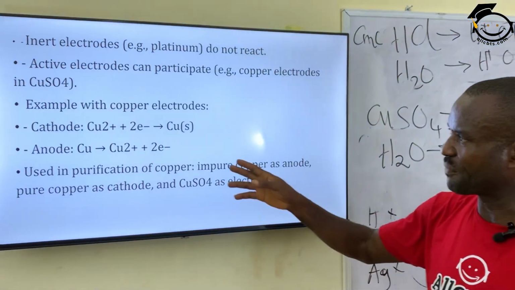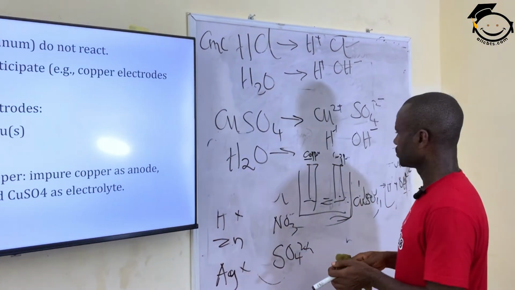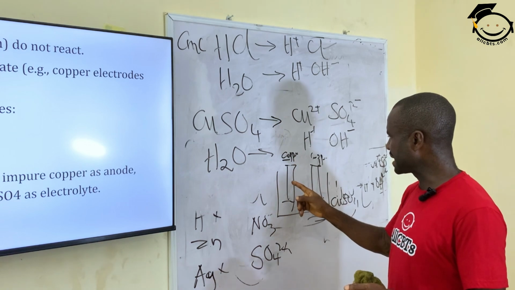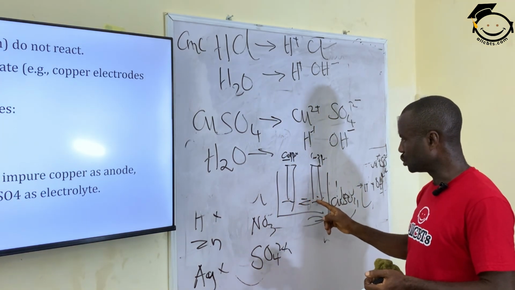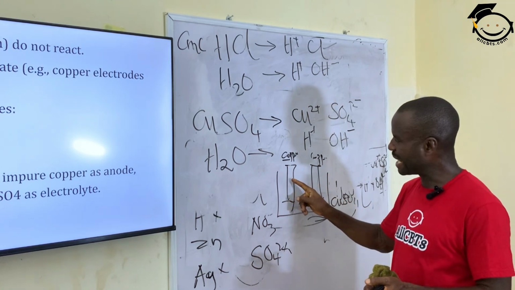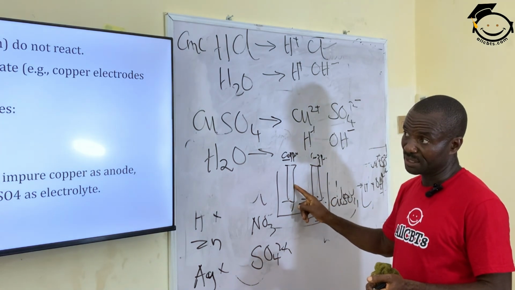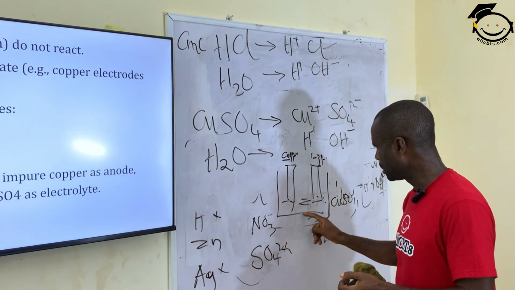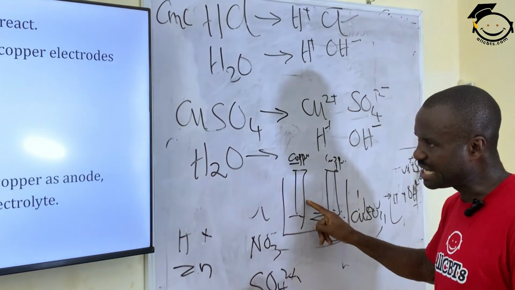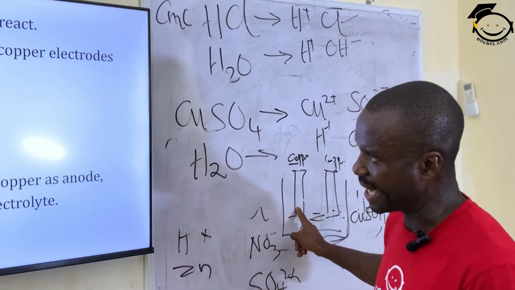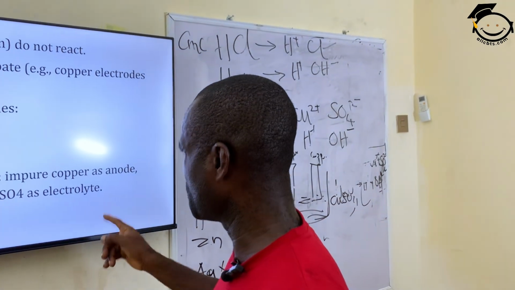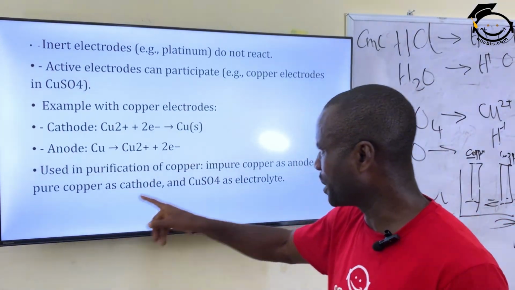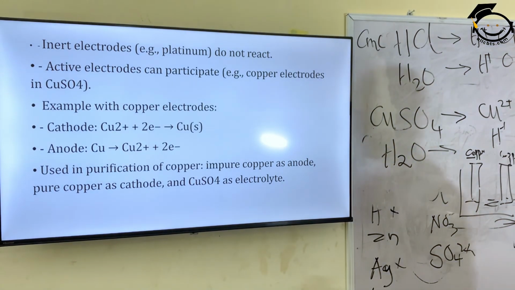So if you want to purify copper, you use copper as the electrode. Copper will dissolve into the solution from the anode, to be deposited at the cathode as pure copper. By so doing, you are purifying copper. Copper is being purified from impure copper, using impure copper as the anode, and the pure copper that is deposited at the cathode becomes pure in that electrolysis. Yes?